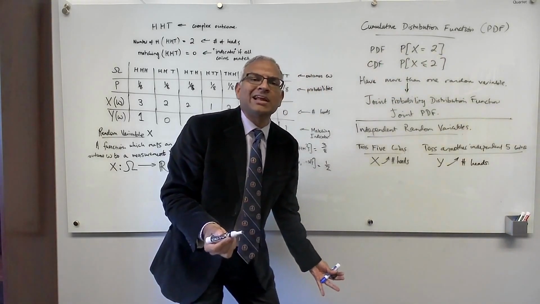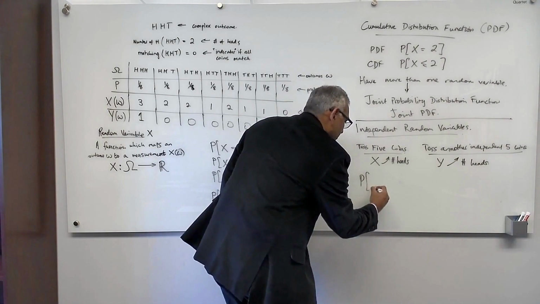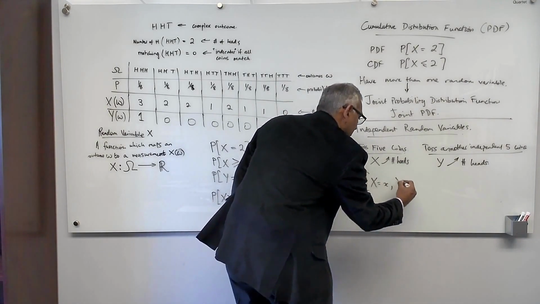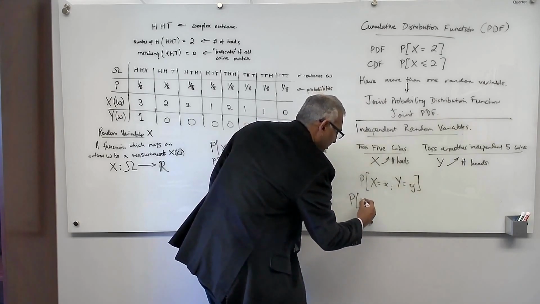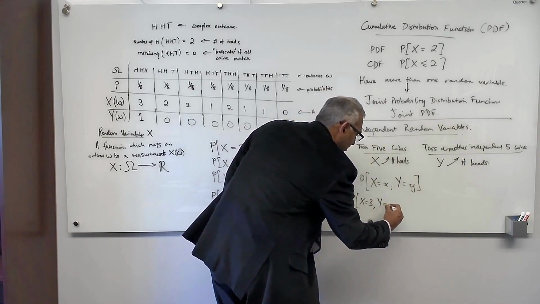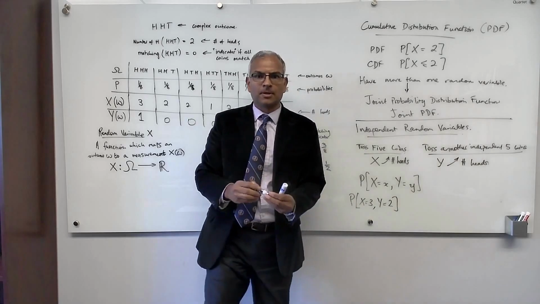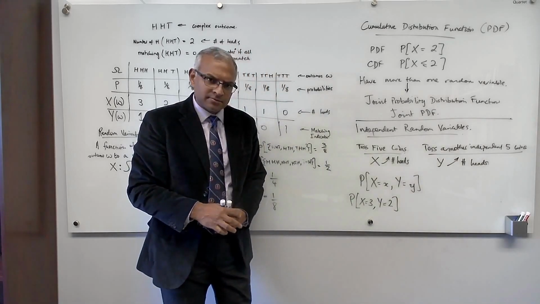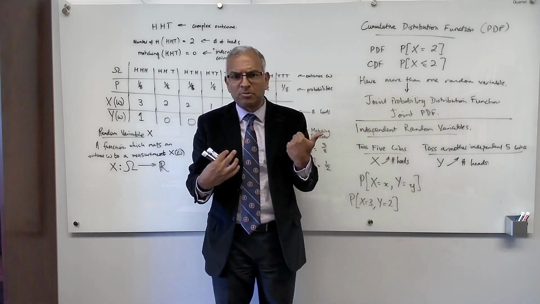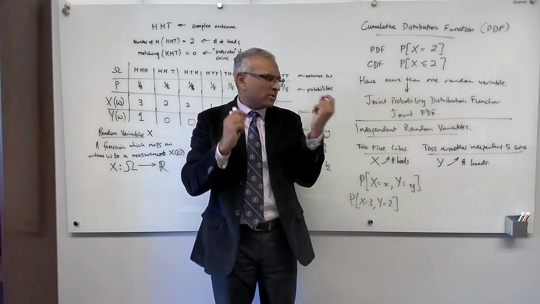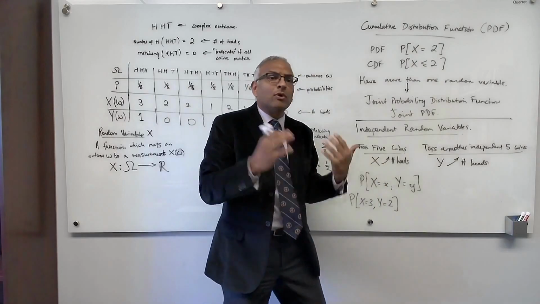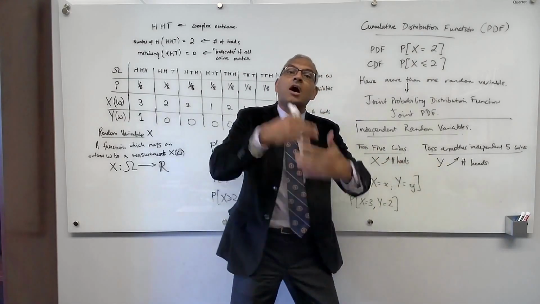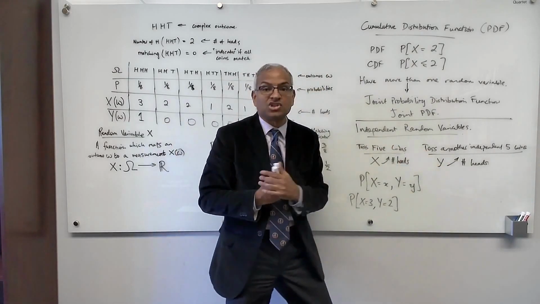Now we can ask, what is the probability that x equals little x and y equals little y? So for example, what is the probability that x equals 3 and y equals 2? You see this is related to a joint probability distribution function, but we're talking about the special case where the experiments are in some sense independent. So what we say is that these random variables are also independent in such a situation.